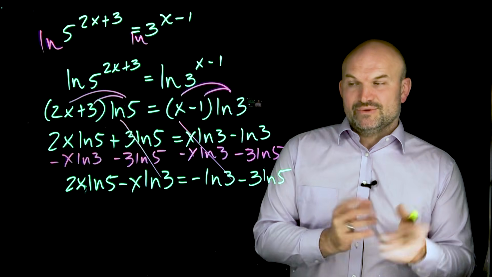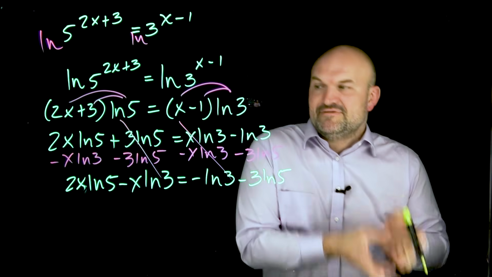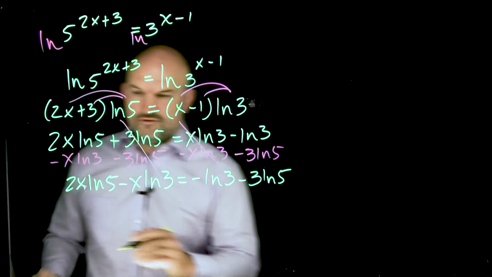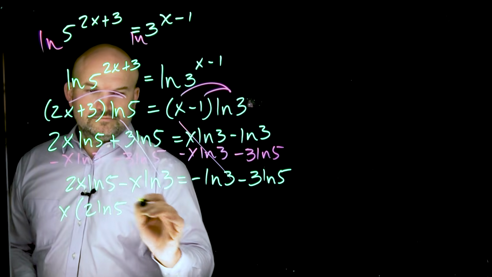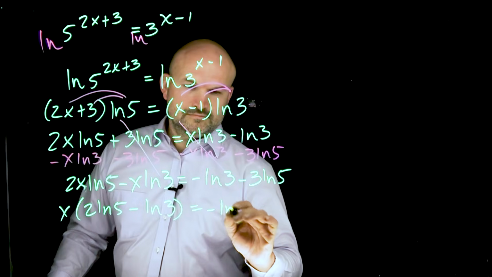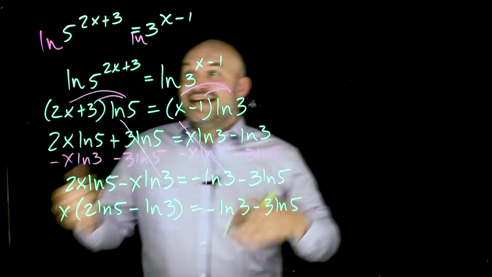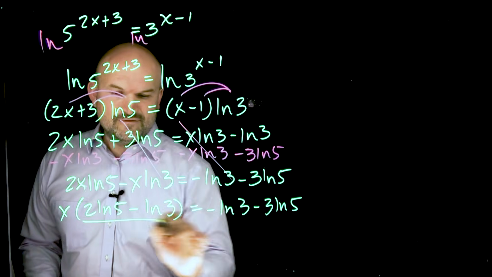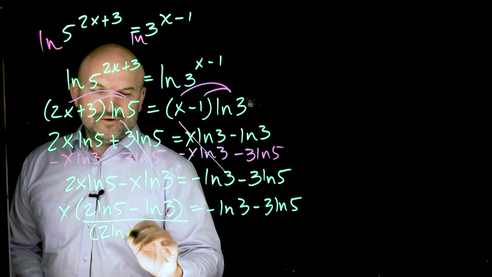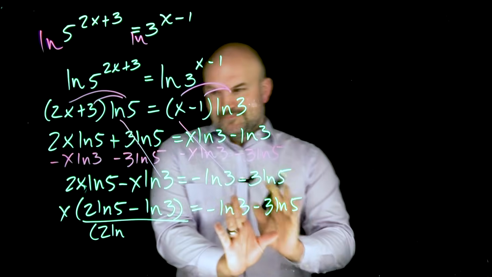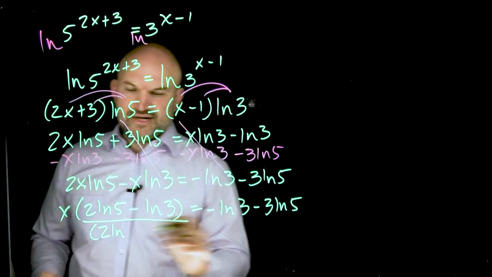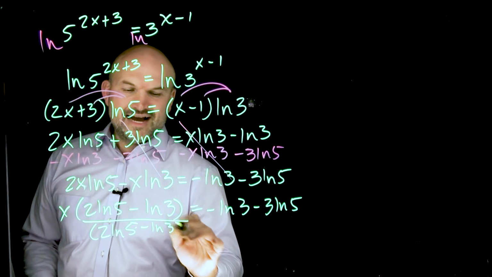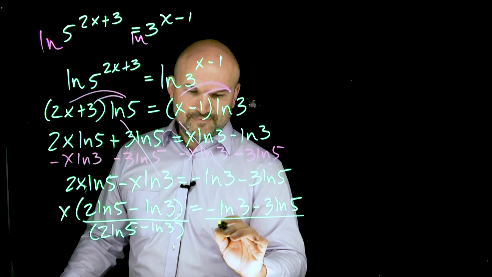However, one thing I can do is I can factor out that x. By factoring out that x, I'm now going to have one single x to solve for. And now, ladies and gentlemen, all I simply need to do to go ahead and solve for x is, again, use those inverse operations. Remember that? So now, since my x is being multiplied by 2 ln of 5 minus ln of 3, if I divide by 2 ln of 5 minus ln of 3, I can now isolate my x.